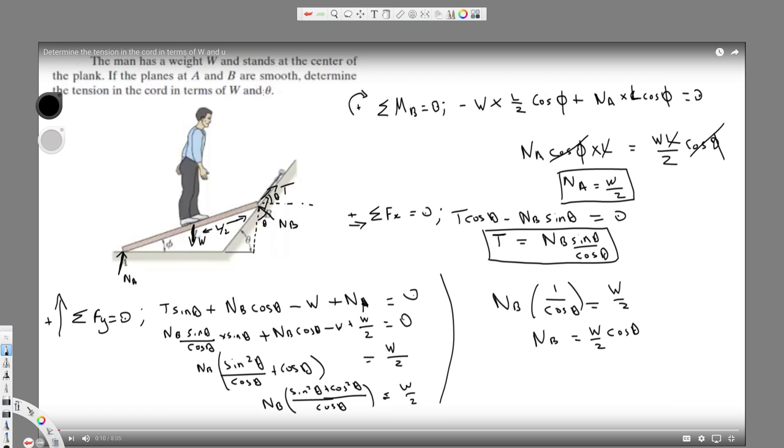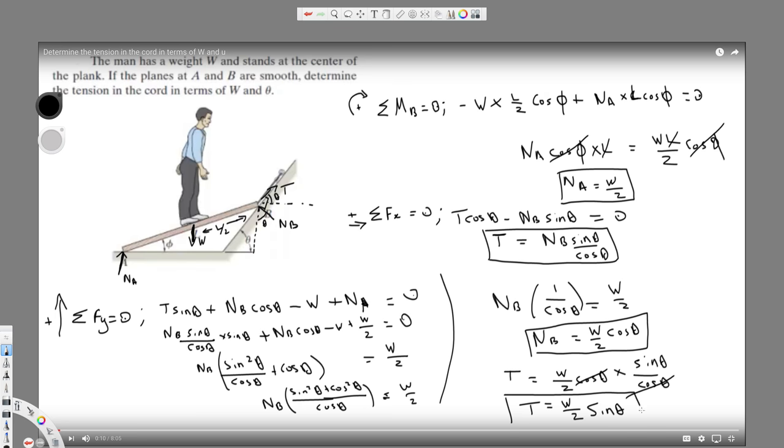So that's what they are asking: determine the tension in the cord in terms of W and theta. We have found Nb, so I can plug this Nb value in for the tension. This is my Nb value. Tension is going to be equal to W by 2 cos theta times sine theta over cos theta. So cos theta cancels, and tension is going to be equal to W by 2 sine theta. So this is my final answer.